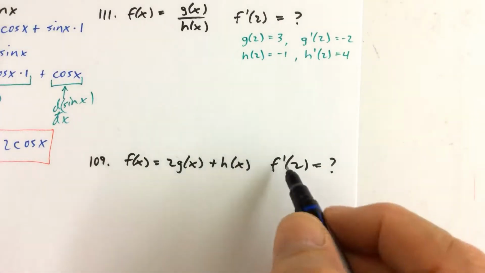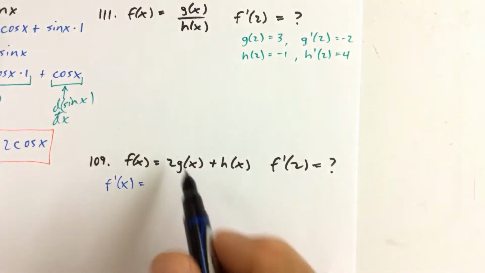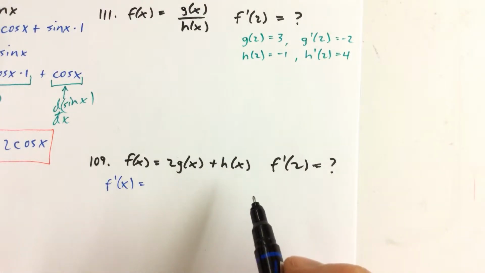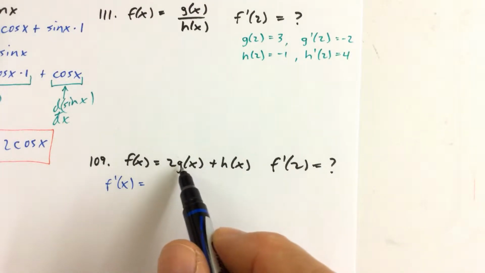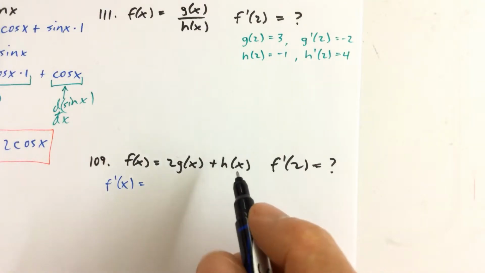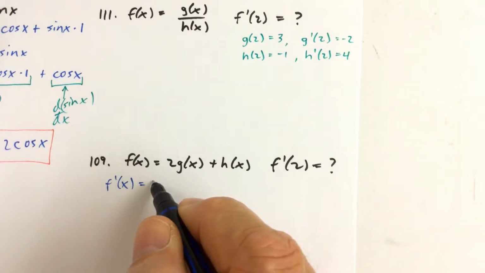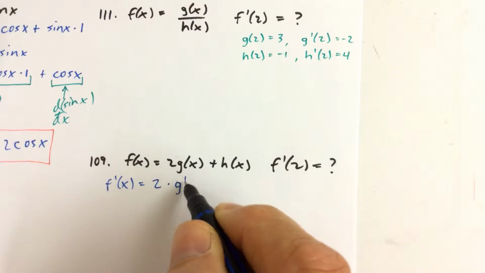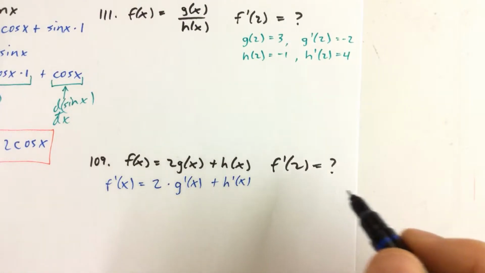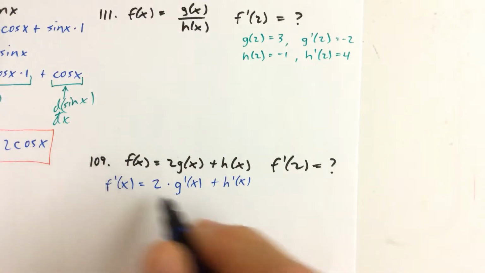So we'll do number 109 first, since the number is first. But for f prime of 2, we first have to find f prime of x. Now, this is an interesting look here. You're doing the same thing. You're just not given what g of x or h of x actually is, but that doesn't change the fact that you still use the same rules. And so f prime of x is equal to 2 times g prime of x plus h prime of x. That's all you really have to do to find the derivative f prime of x.